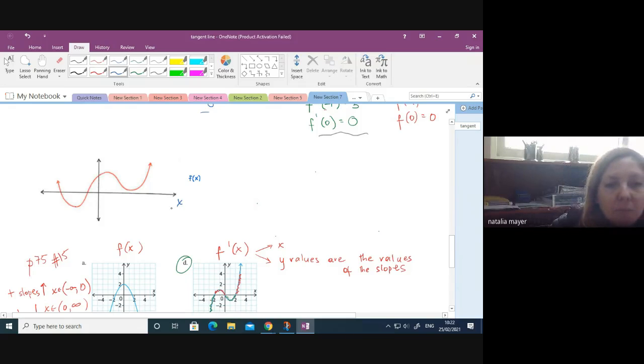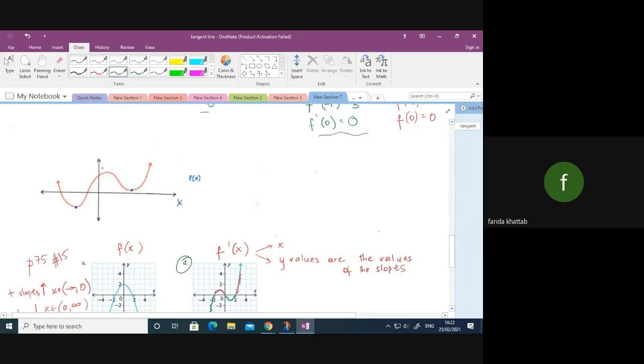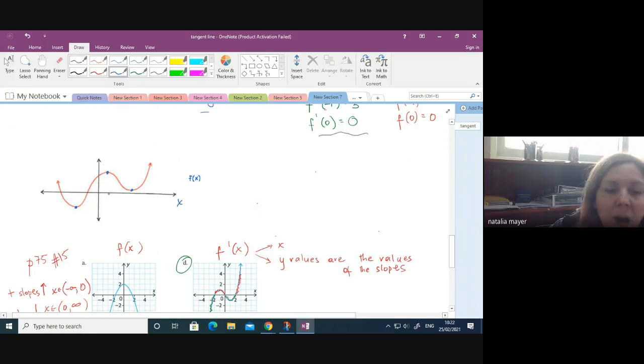Any features which you would like to mention? For example, how many minimums does it have? Local minimums? 2. So this is the minimum and this is the minimum. How many local maximums does it have? 1. Why is it important in terms of the derivative?